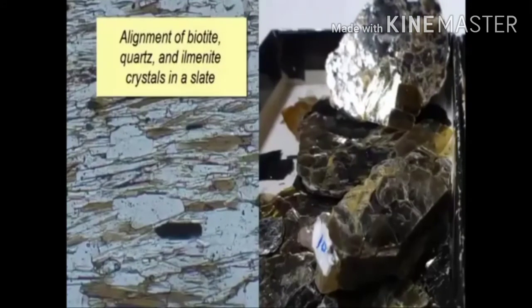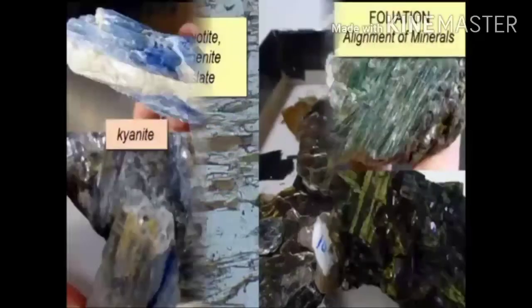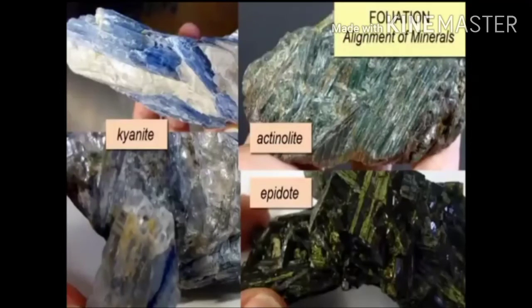The alignment of biotite and quartz and ilmenite crystals in a slate. So this is it. The foliation, alignment of minerals called kyanite, actinolite, and epidote.